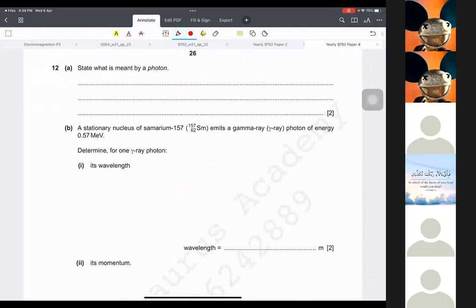Okay, photons. A photon is a packet of energy. You can also write quanta of electromagnetic radiation. Instead of radiation, you can write wave. So it says this is a gamma ray photon of this wavelength. Pretty simple. Energy equals hc over lambda.